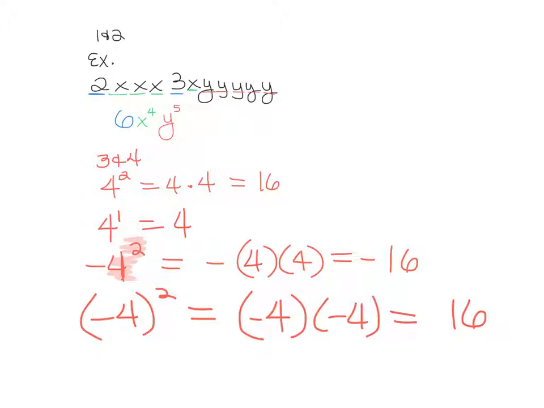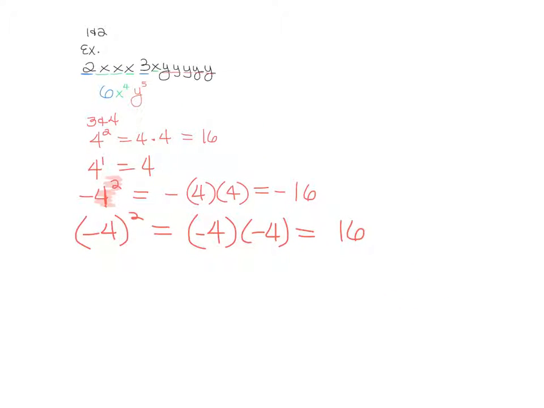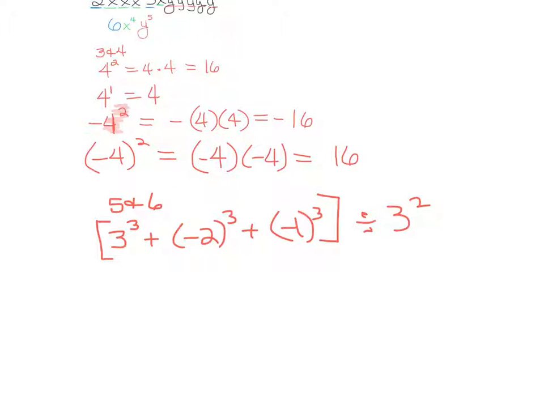Then you're also going to get 2 questions where you're going to have to follow order of operations, and the problem is going to have exponents in it. So for 5 and 6, you're going to have to evaluate following PEMDAS. So I'm going to evaluate what's in the bracket. 3 to the 3rd power is 3 times 3 times 3, which is 27. And then negative 2 times negative 2 times negative 2 gives me negative 8. And then negative 1 to the 3rd power is also just negative 1.